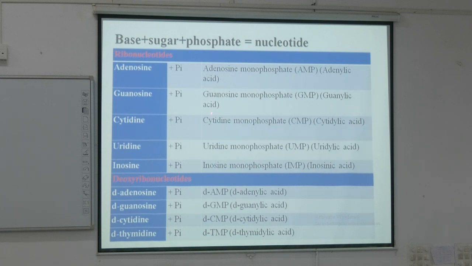Cytidine binds with the phosphate group, it will form the CMP. It is a nucleotide. Inosine binds with phosphate group, it will form the IMP, inosine monophosphate. Like that, deoxyadenosine binds with phosphate group, it will form the deoxyadenosine monophosphate. Like that, deoxyguanosine monophosphate, deoxycytidine monophosphate, deoxythymidine monophosphate.